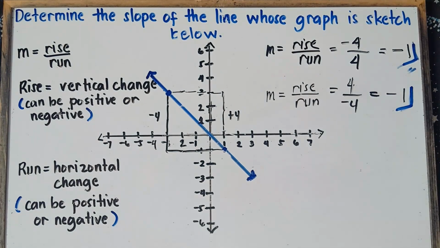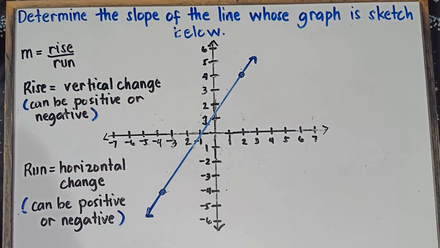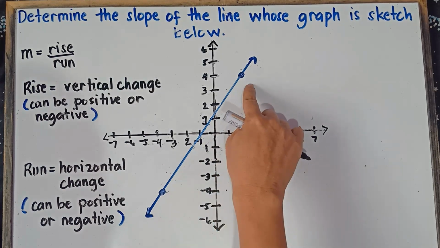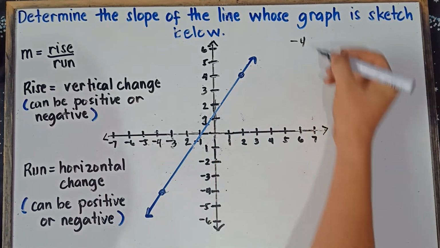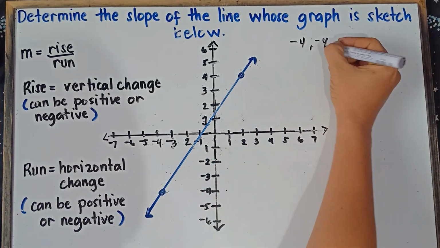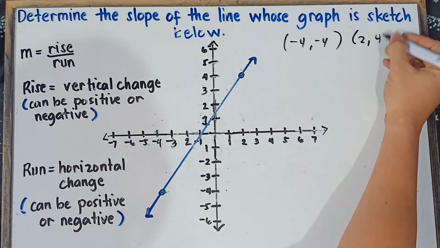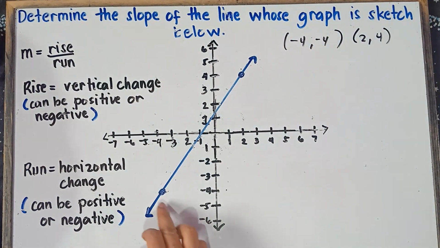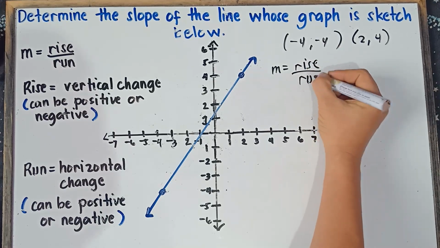So, let's have the last example, class. Example number 3. What if you can reduce the fraction to its lowest term? Alright, so let's proceed now to example number 3. We have given this point, and this point. So, the ordered pair, we have x, that would be negative 4. So, negative 4 for x, and then negative 4 for y. And then this one, we have positive 2 for x, and then positive 4 for y. Alright, so, starting from this point, going to this point, so let's count. So, once again, M, that would be rise over run.